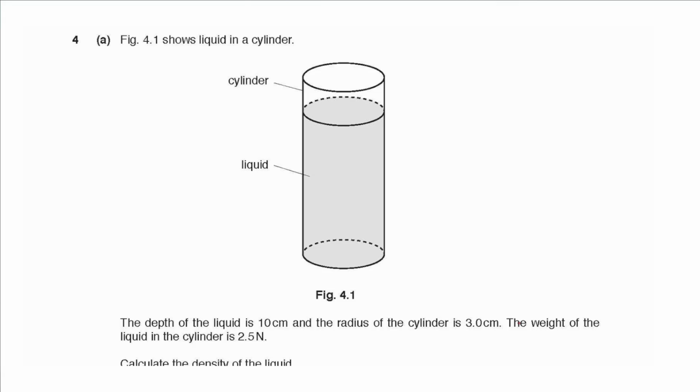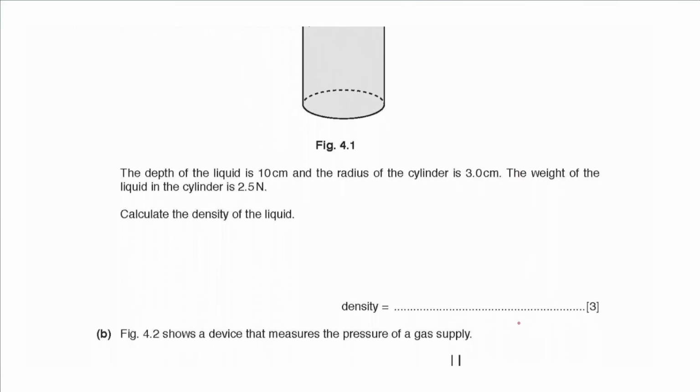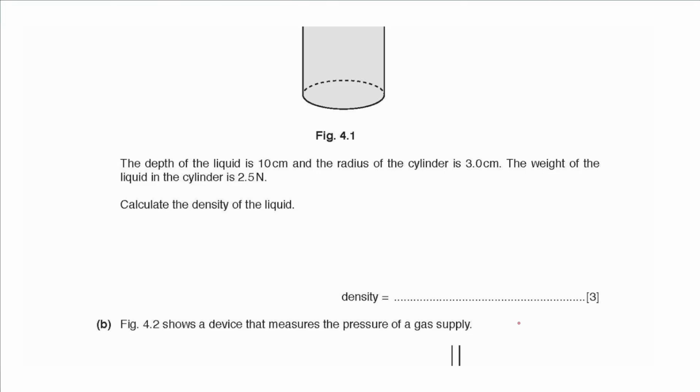Question 4a says figure 4.1 shows a liquid in a cylinder. The depth of the liquid is 10 centimeters and the radius of the cylinder is 3 centimeters. The weight of the liquid in the cylinder is 2.5 newtons. Calculate the density of the liquid. Density is equal to mass divided by the volume, but we do not have the mass or the volume. We can calculate the mass by dividing the weight by g, the gravity field strength, and then we can get the volume by multiplying the area by the height.